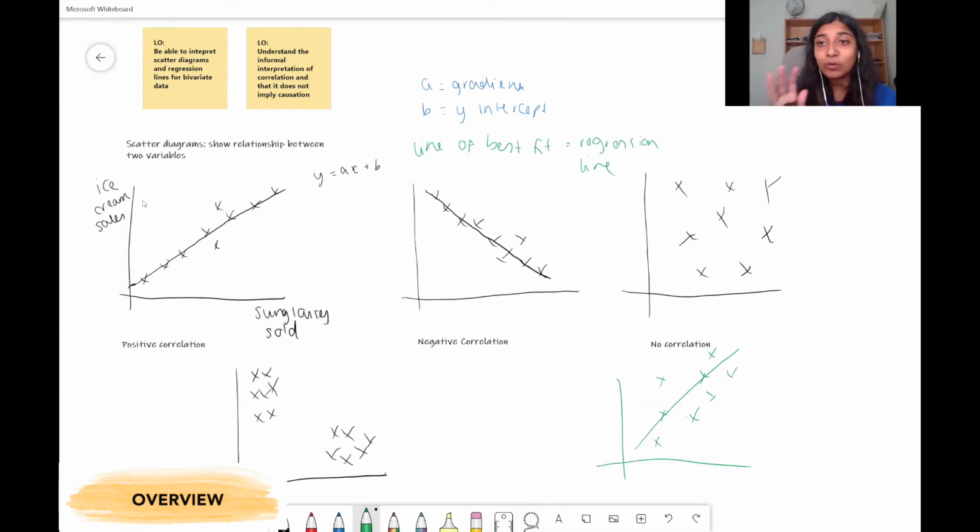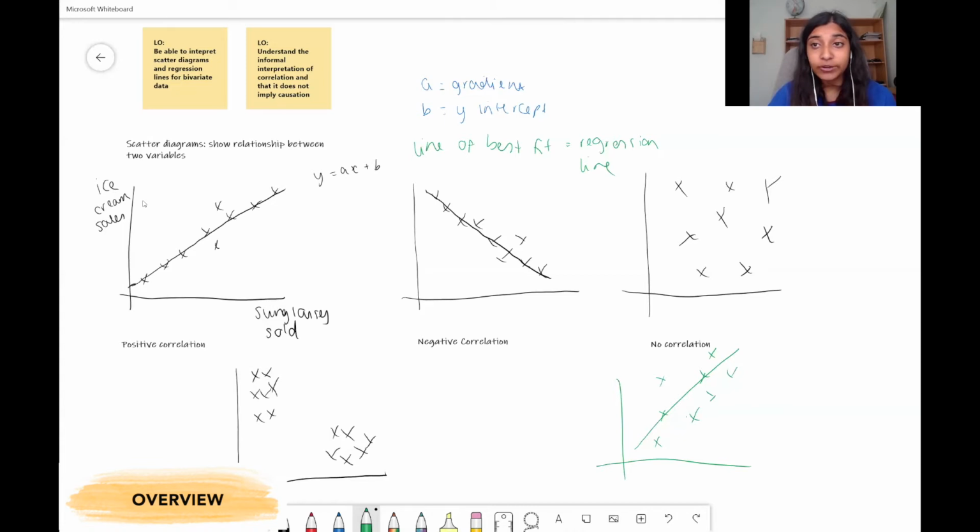So that's an overview of positive correlation and how you can use your line of best fit and your regression line. The next type of correlation you can have is a negative correlation. This is where, if you were to draw a line of best fit through the points on your scatter diagram, you'd have a negative, downward sloping line. So a negative correlation is when, as X increases, Y decreases.